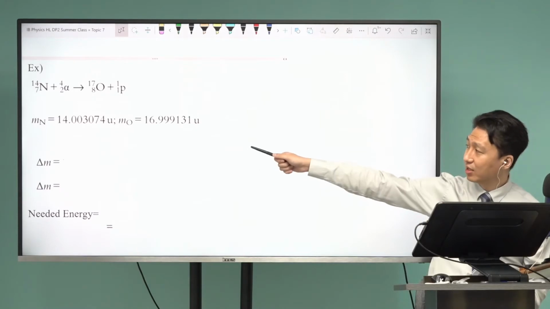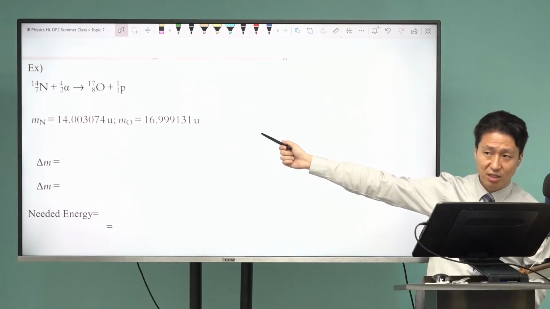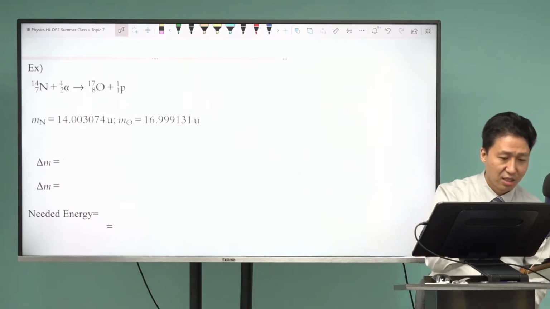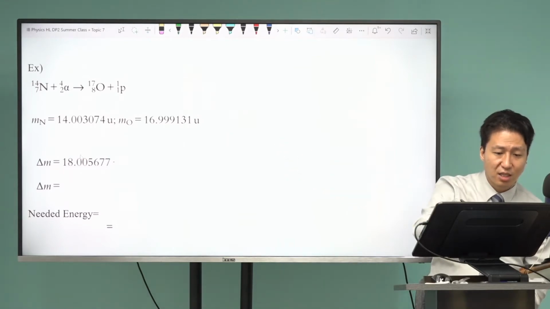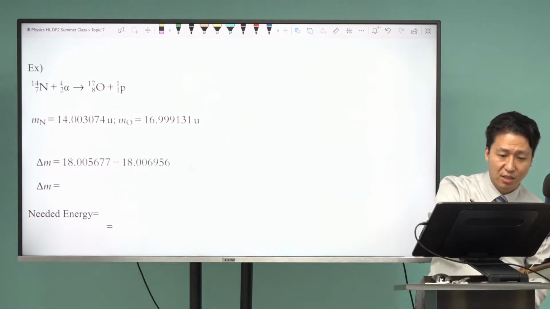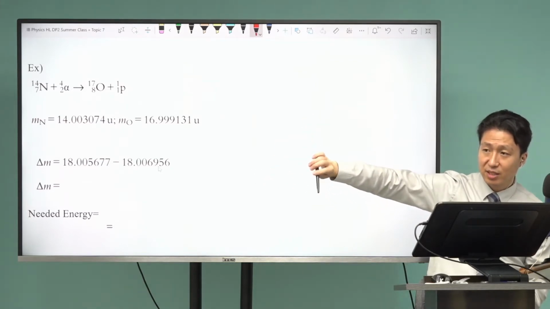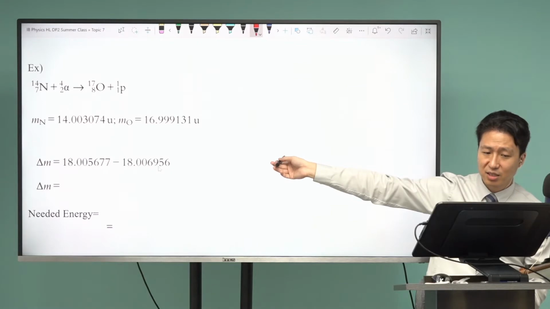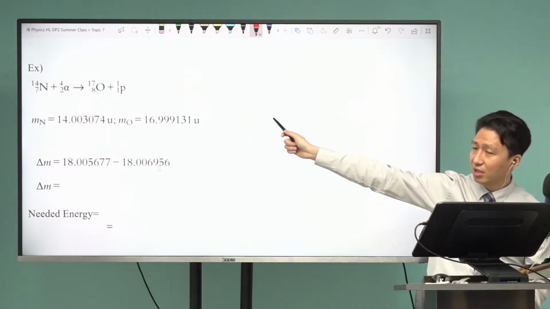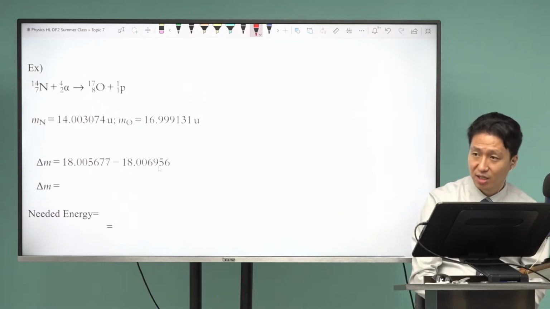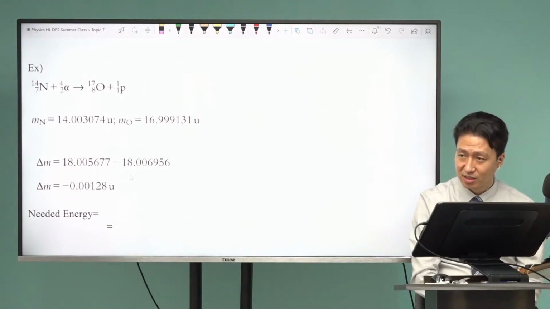We have the masses of the nitrogen nucleus, we have the masses of the oxygen nucleus, correct? So you get, again, reactants minus the products, right? We already know the masses of the alpha particle and the proton, so I did not include that there. And you get, well, it's a negative now, right?